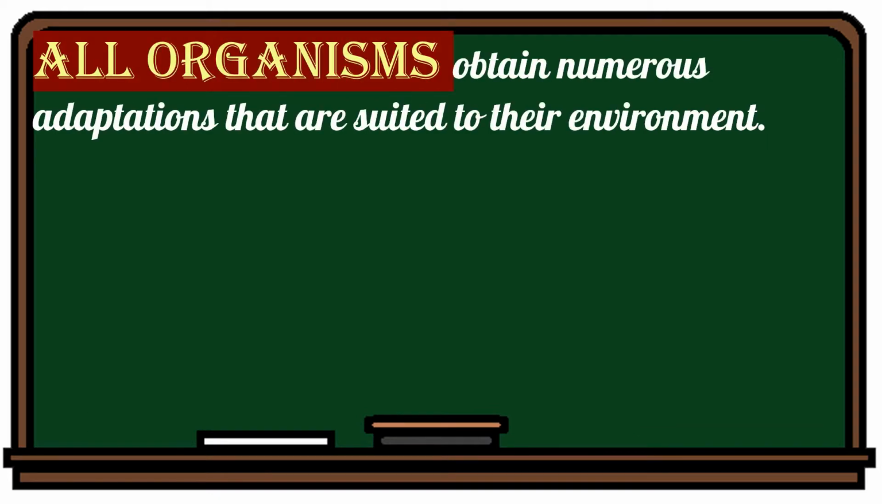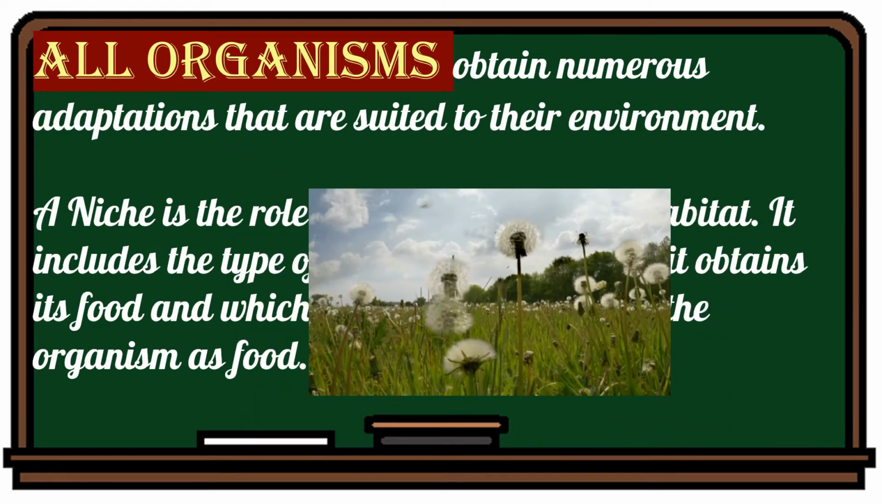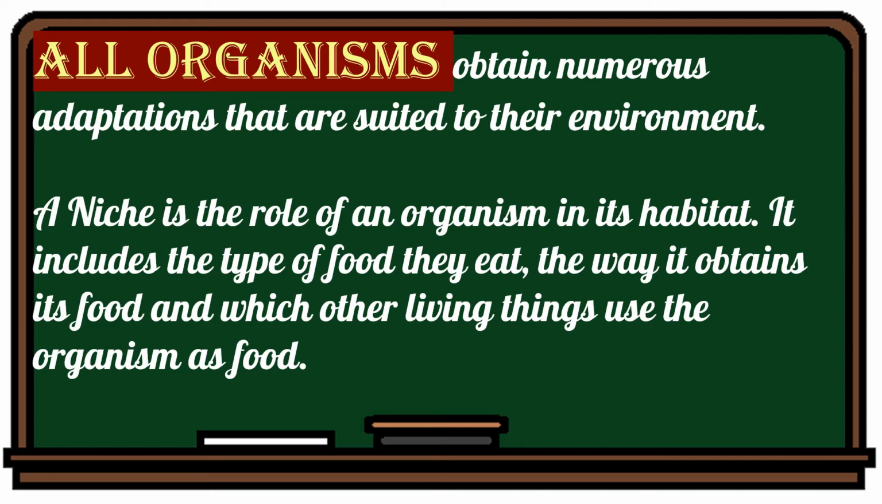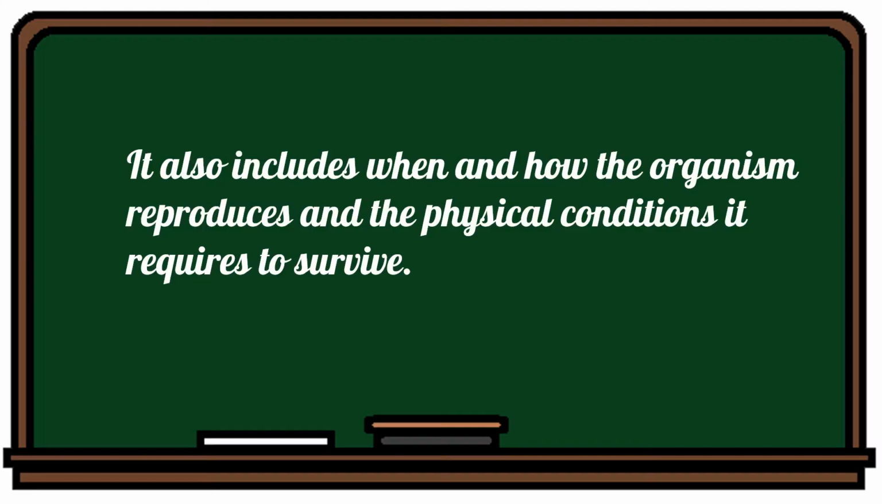All organisms obtain numerous adaptations that are suited to their environment. A niche is the role of an organism in its habitat. It includes the type of food they eat, the way it obtains its food, and which other living things use the organism as food. It also includes when and how the organism reproduces and the physical conditions it requires to survive.